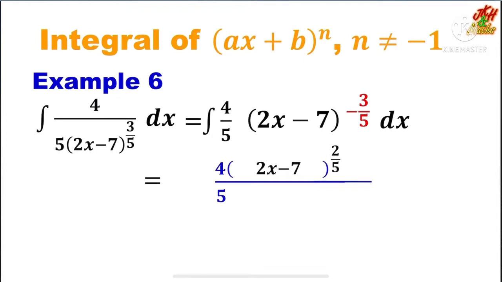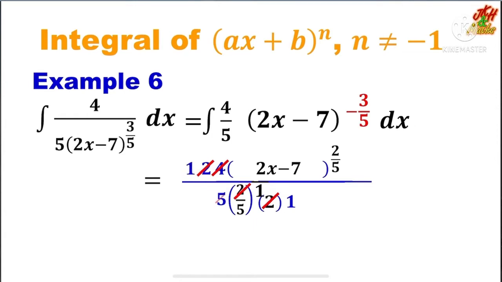which is equal to 2 over 5. And then we multiply this new power with number 5 on the denominator. Then we differentiate 2x minus 7 with respect to x, giving us the value of 2. Then we simplify by dividing 2 by 2, giving us the value of 1. 4 divided by 2, giving us the value of positive 2. And again, we divide 2 by 2, we have 1.